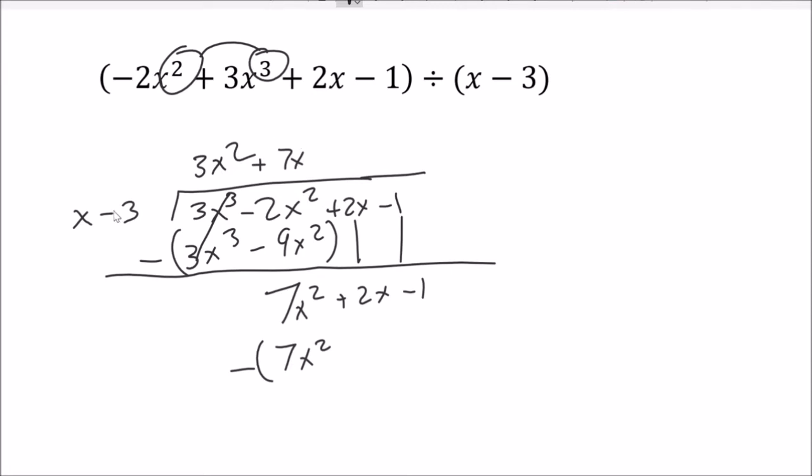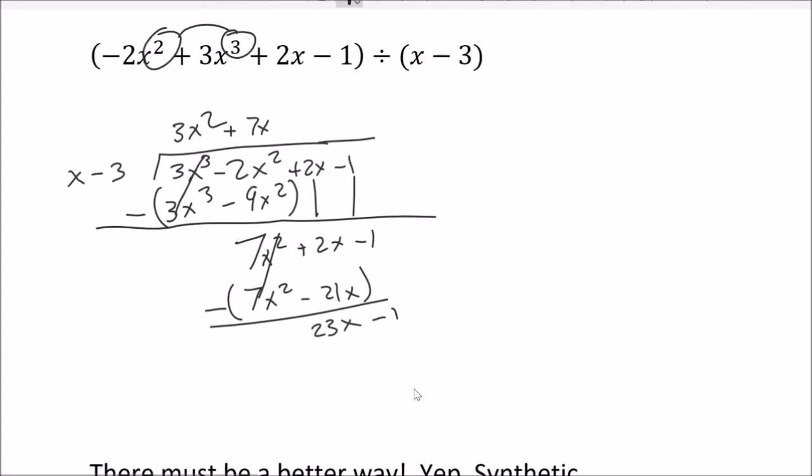And then we're going to do the 7x times the negative 3, so minus 21x. The 7x's cancel out. So I have 2x minus negative 21x. That'd be plus, so that'd be 23x minus 1. And then, how do we turn an x into a 23x? We multiply it by 23. So now we have 23x, and we do 23 times negative 3, or minus 69.